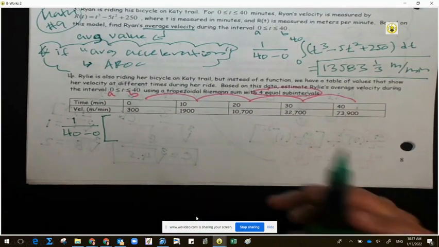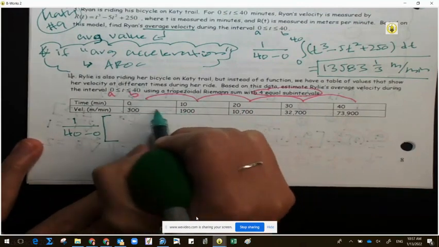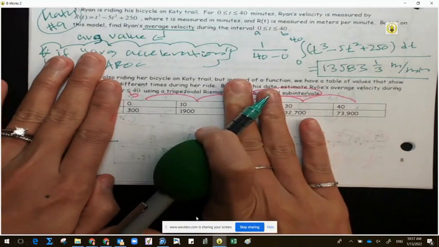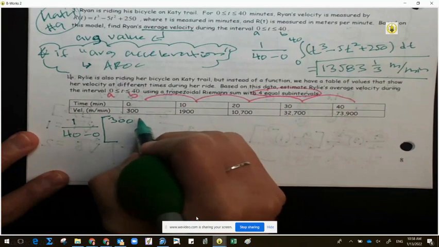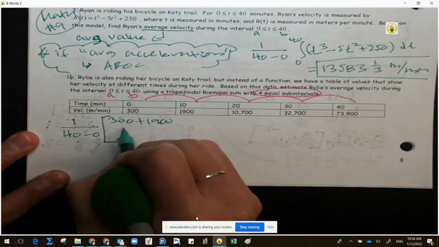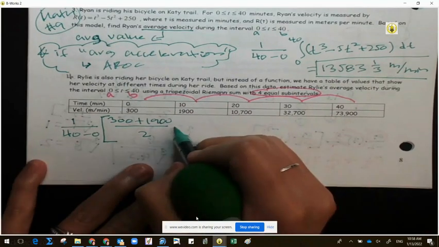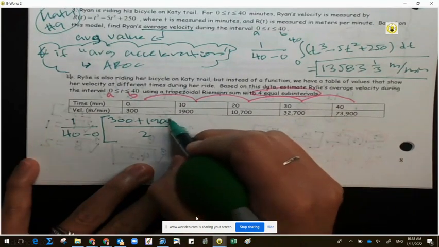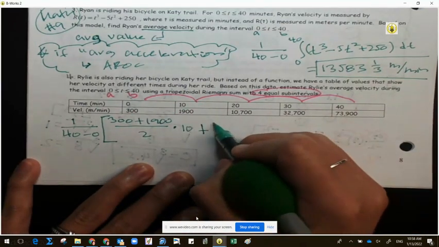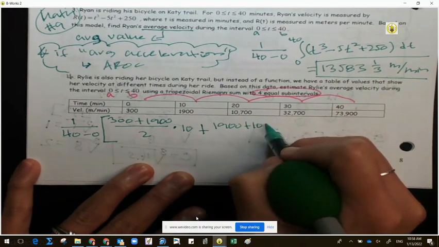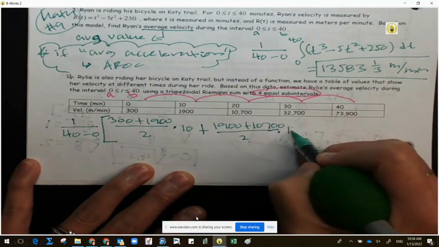So just by looking at this, we need trapezoids. On our trapezoid, it says base 1 plus base 2. The bases are the endpoints. So in this subinterval, we have base 1 and base 2. That's simply review from a week ago. Divided by 2. And what is our difference in time per interval? 0 to 10? 10. And let's do the same thing for the next one. We get 1900 plus 10,700 divided by 2 times 10.